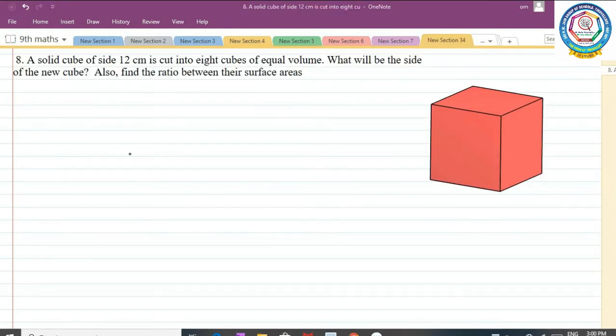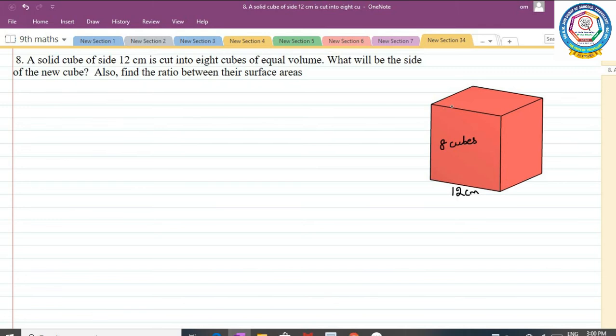Sum number 8. A solid cube of size 12 cm is cut into 8 cubes of equal volume. What will be the side of the new cube? Also find the ratio between their surface areas. This is one of the solid cubes. The side is given as 12 cm. From this solid cube, they are cutting 8 cubes of equal volume.